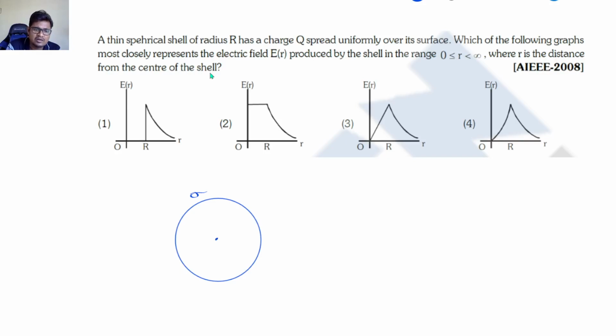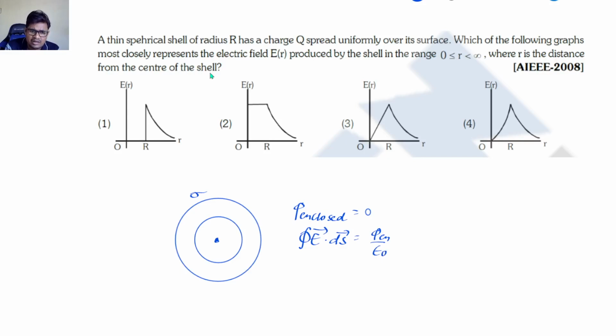So if I consider a Gaussian surface here, and I ask you what is the charge enclosed by this Gaussian surface, you will say that Q enclosed is how much here? Q enclosed, I will say that is equal to 0. So when Q enclosed is 0, if I write the integral of E dot ds, then according to Gauss theorem, that is Q enclosed by epsilon naught.